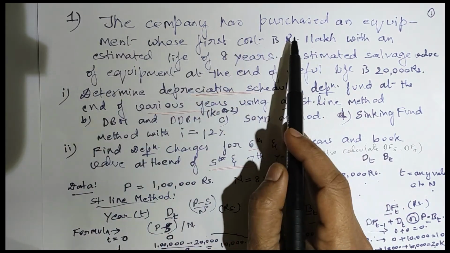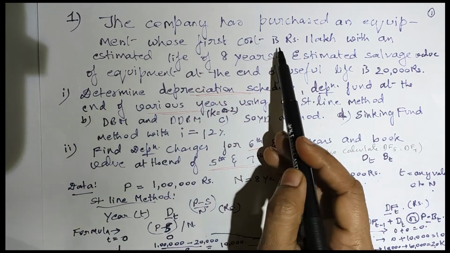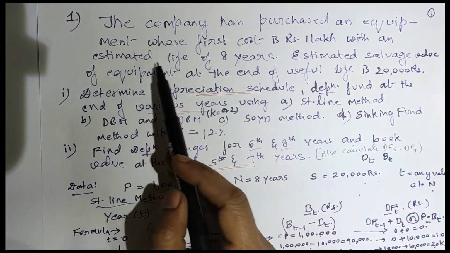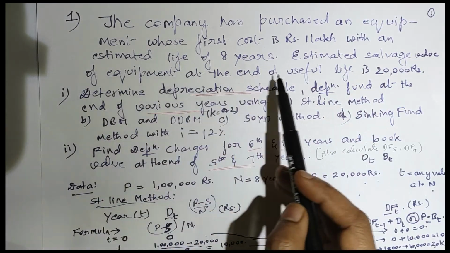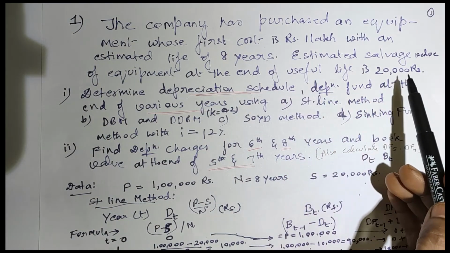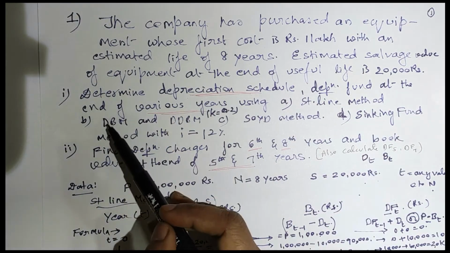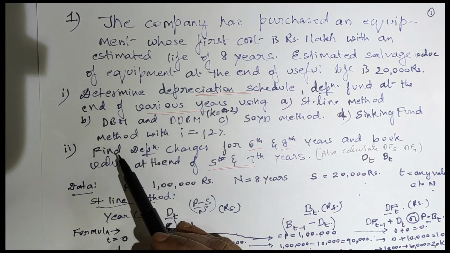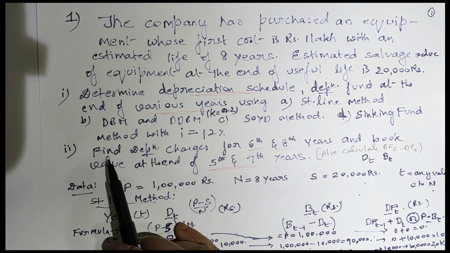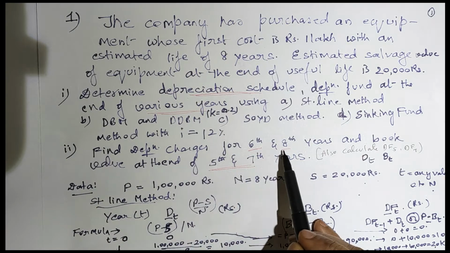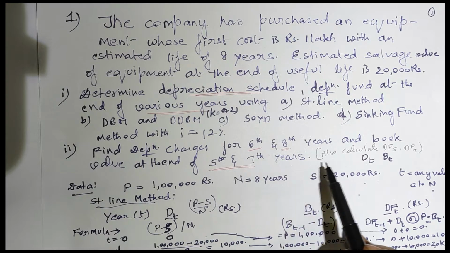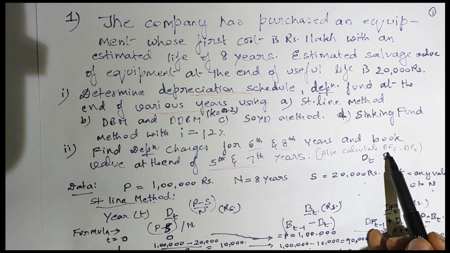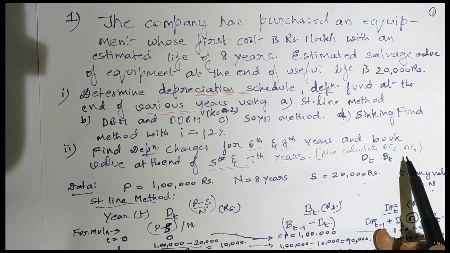The company has purchased an equipment whose first cost is rupees 1 lakh with an estimated life of 8 years. Estimated salvage value of equipment at the end of useful life is 20,000 rupees. The first part we have already solved in the previous video. So in this class, let us see the second part. Find depreciation charges for 6th and 8th years and book value at the end of 5th and 7th years. Also calculate depreciation fund for 5th and 7th years.